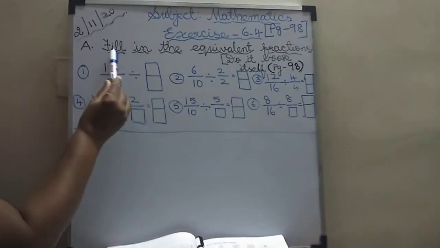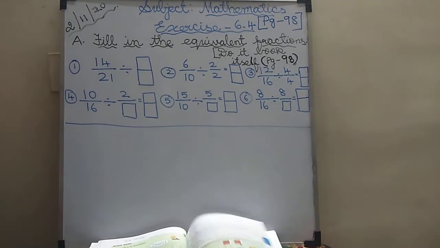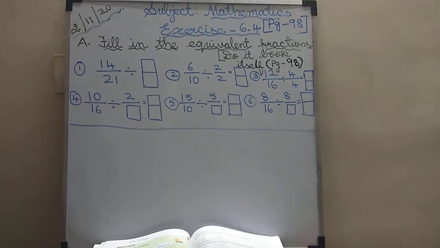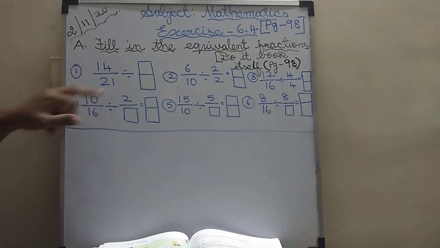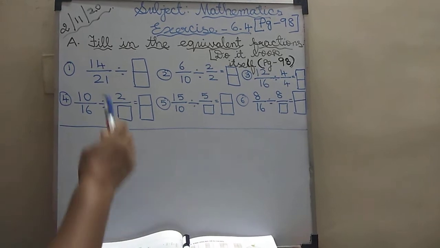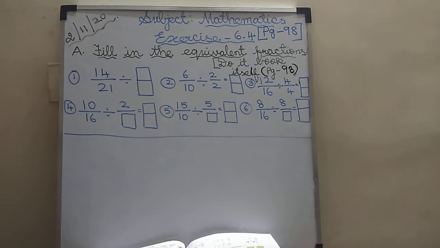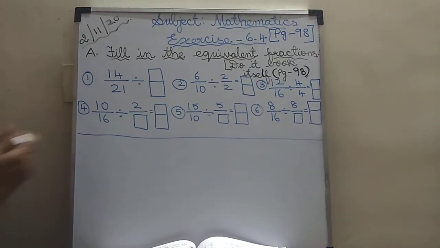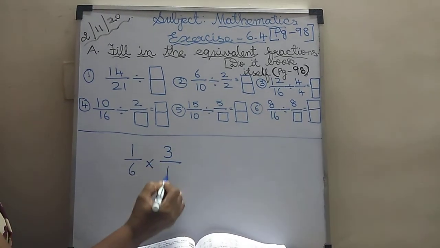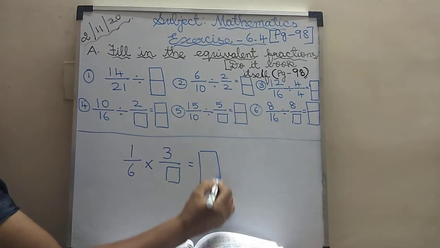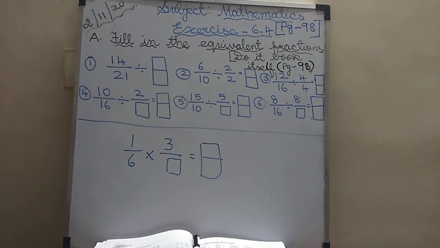First one, fill in the equivalent fractions. Children, what you have to do, you have to divide this one so that it will be very easy for you. This division we learned last class, and we learned multiplication, isn't it children? 1 by 6 into 3, like this we learned. Now we are going to learn the division.